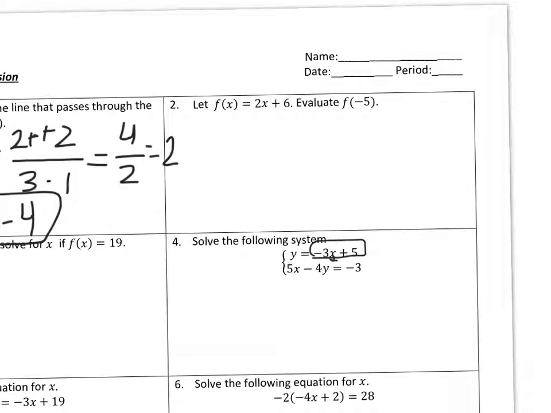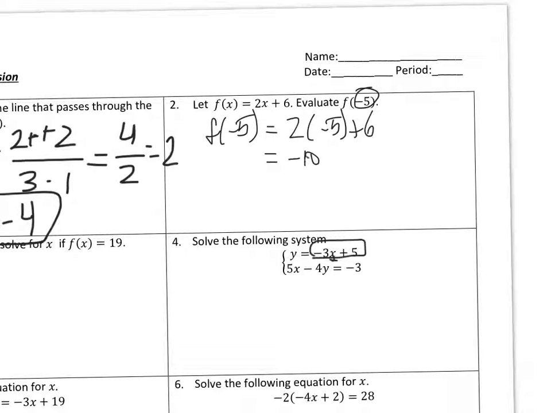Okay, take a look. Question number 2. Let f of x equal 2x plus 6 and evaluate f of negative 5. If you notice, the negative 5 is inside the parentheses, so it's an input. So it's going in for x. Where you see x on the left side is the notation, and where you see x on the right side is actually what you're going to simplify.